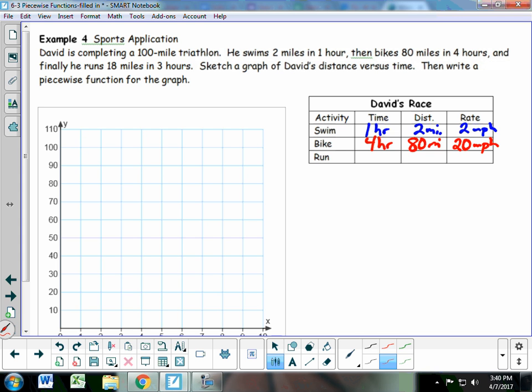Okay, and then we've got the run. So in this it takes 3 hours, and he goes 18 miles, and in miles per hour, 18 divided by 3 is going to be 6 miles per hour.